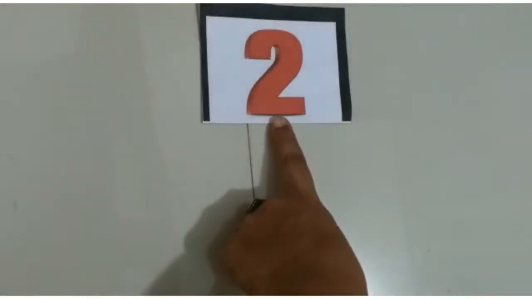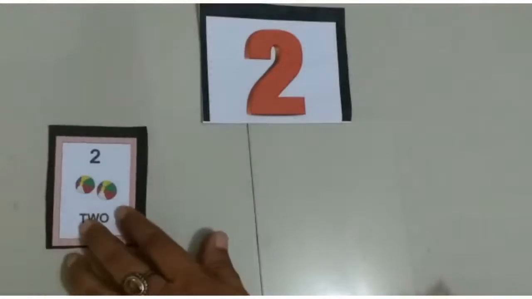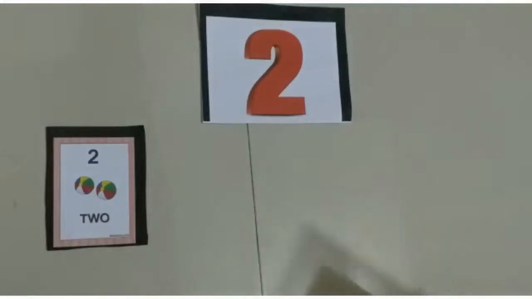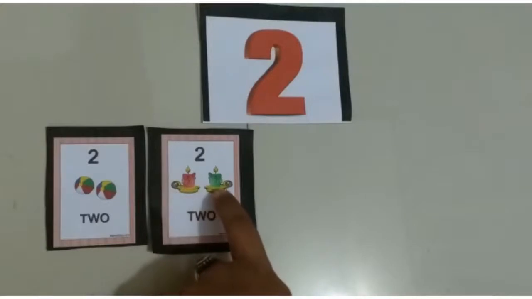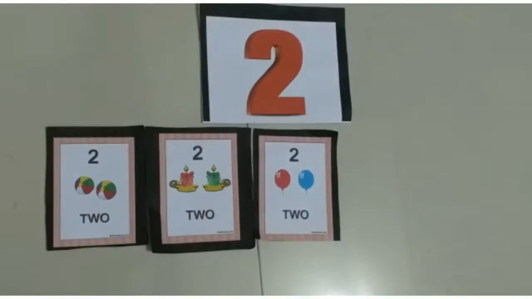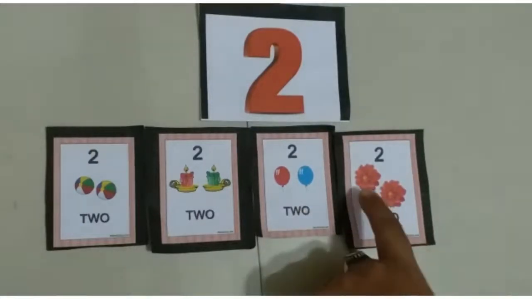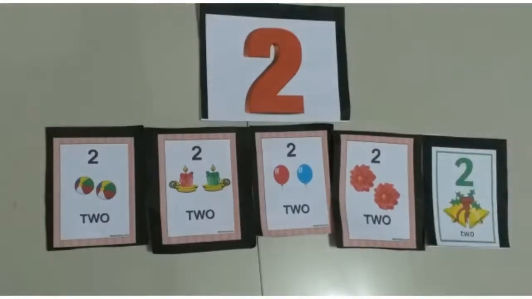Number 2. 2 balls. 1, 2. 2 candles. 1, 2. 2 balloons. 1, 2. 2 flowers. 1, 2. 2 bells. 1, 2.